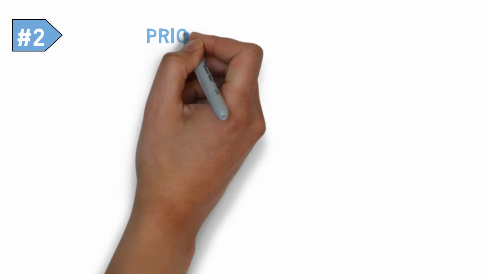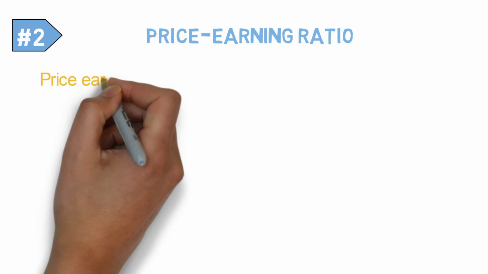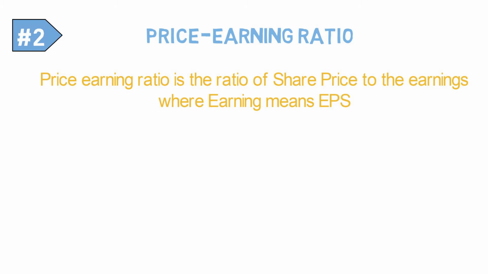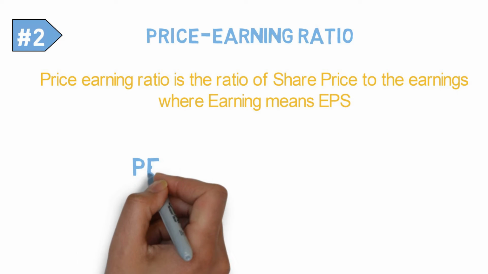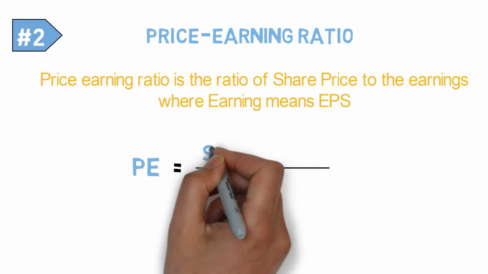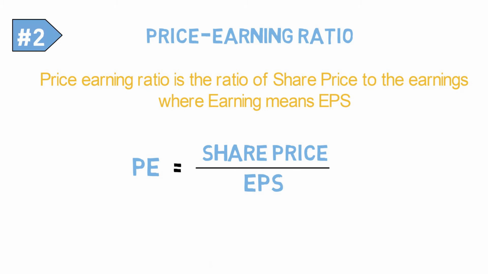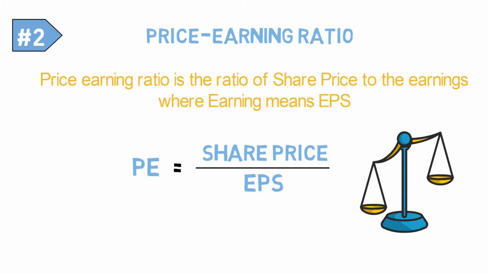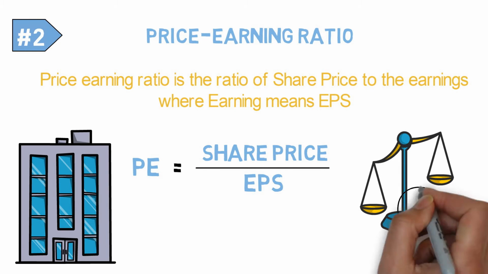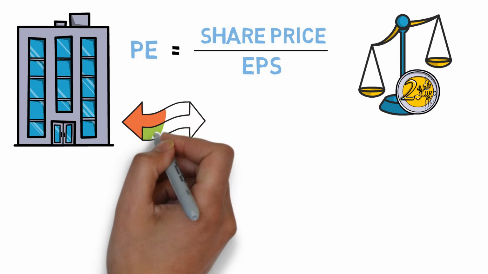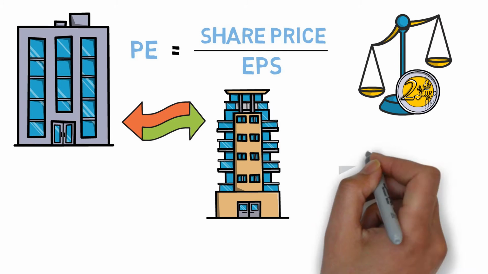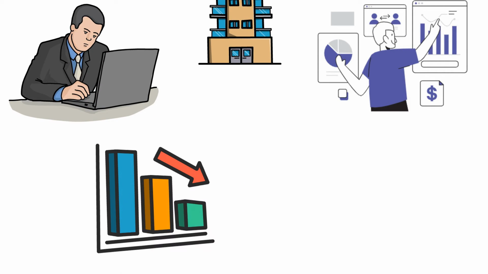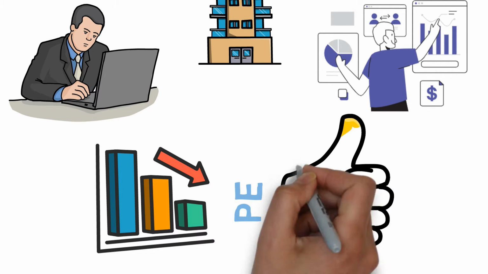Next is price earning ratio. PE ratio is the ratio of share price to the earnings, where earning means nothing but the EPS. PE is calculated as share price divided by EPS. PE ratio is useful to determine the valuation of a company with respect to its share price and also to compare with other companies in the same sector. Investors and analysts believe that the less the PE ratio is, the more attractive the stock is.